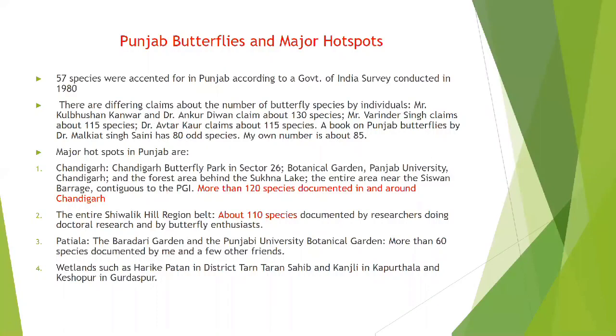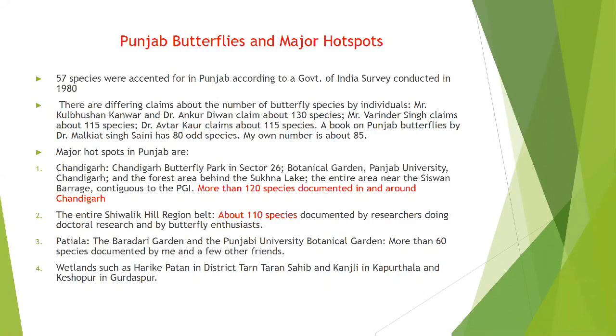Now, I come to Punjab butterflies and major hotspots. Something that I already mentioned, that 57 species were accounted for in Punjab, according to the Government of India survey in 1980. But there are different claims made by different individuals. Mr. Kulbhushan Kummer, who is known as the butterfly man of Chandigarh, claims that he has recorded 130 species in and around Chandigarh.